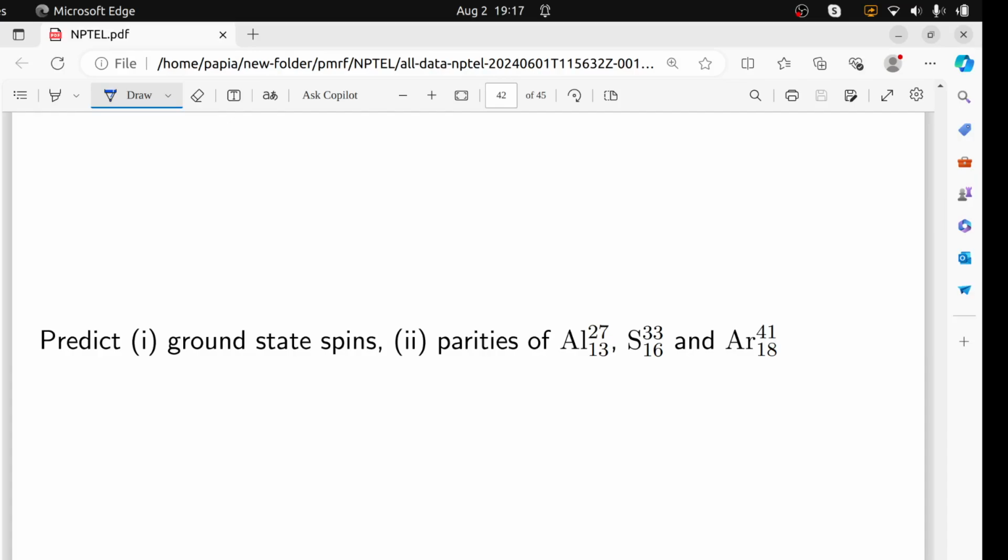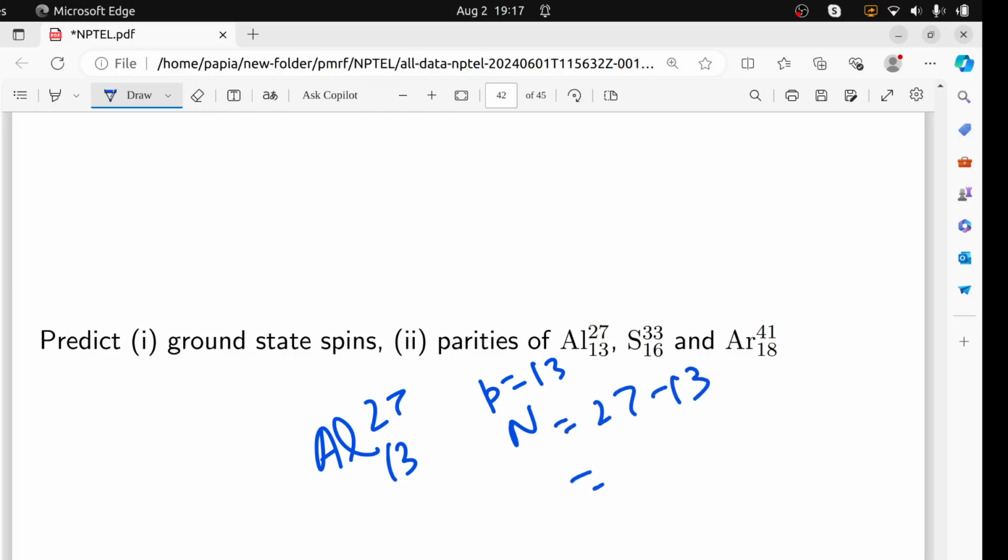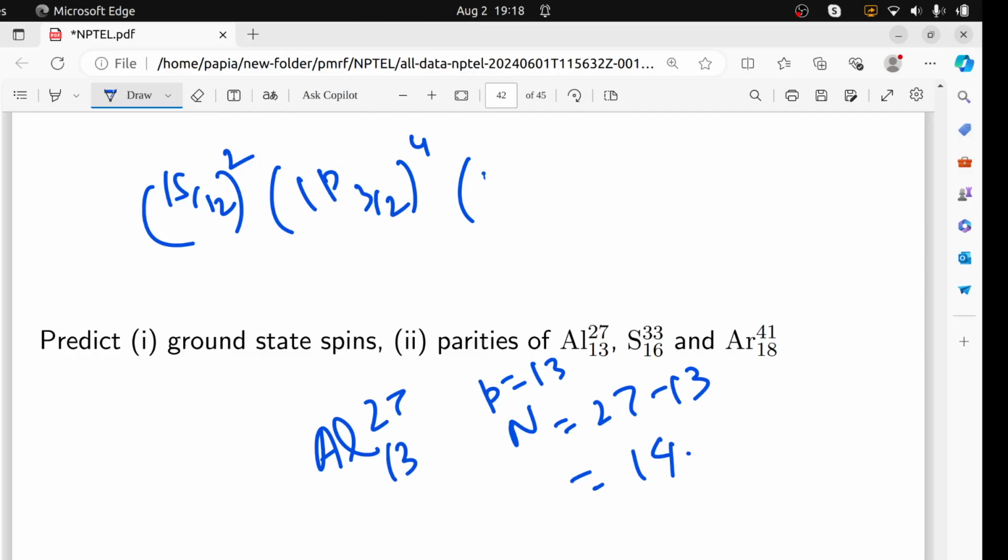For aluminium-27, that means P is 13, and N is 27 minus 13, so it will be 14. N is an even number, so it will not contribute anything, so P will be 13. Going through the filling quickly: 1p3/2 and 1p1/2 give 4, then 2 plus 4 is 6, plus 2 is 8, and then the rest, 5 for 5, so it is 1d5/2.